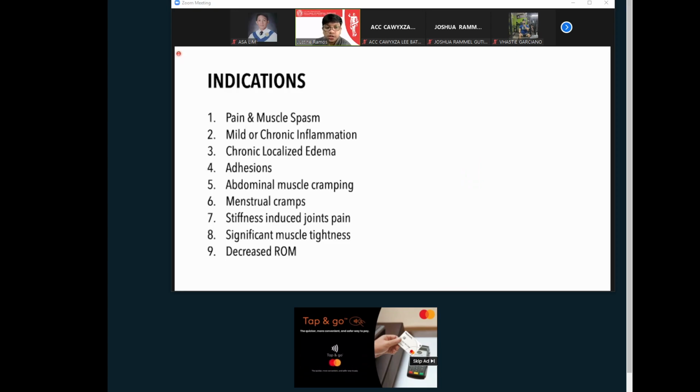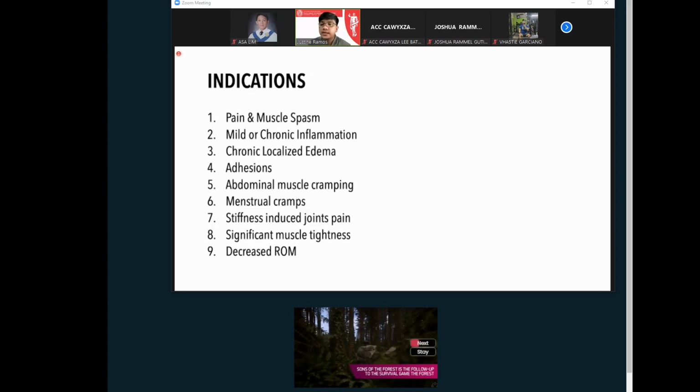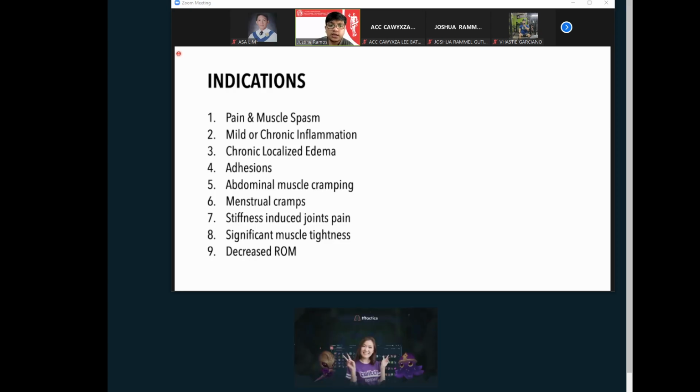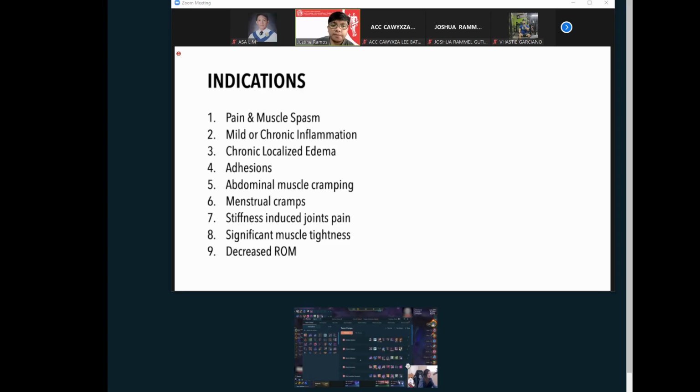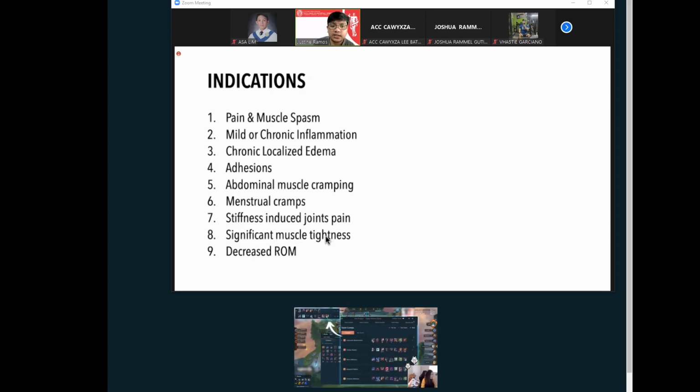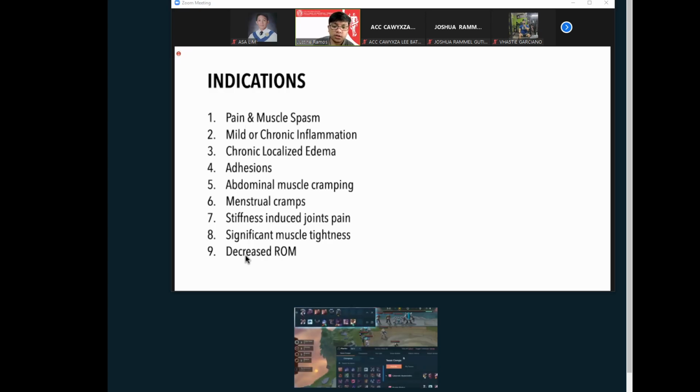So, indications: mostly pain syndrome, muscle spasm, mild to chronic inflammation, chronic localized edema, adhesions, muscle cramping, stiff joint pain, muscle tightness, decreased range of motion. Okay?